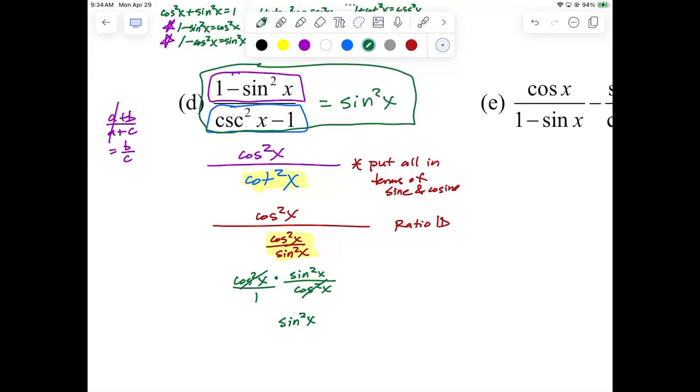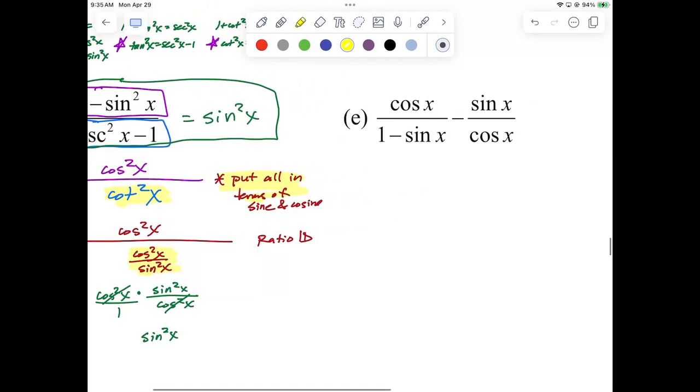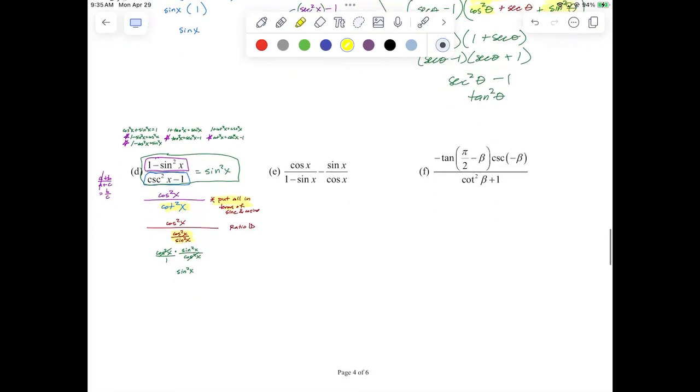It's a cinch. And now we have kind of a strategy, 2 strategies in one. Put everything in terms of sine and cosine if you ever get stuck. And if you get a complex fraction, stay, change, flip. Okay? We'll stop right there. There's 5 minutes left. I don't want to get too far into here. I want some of this to sink in.